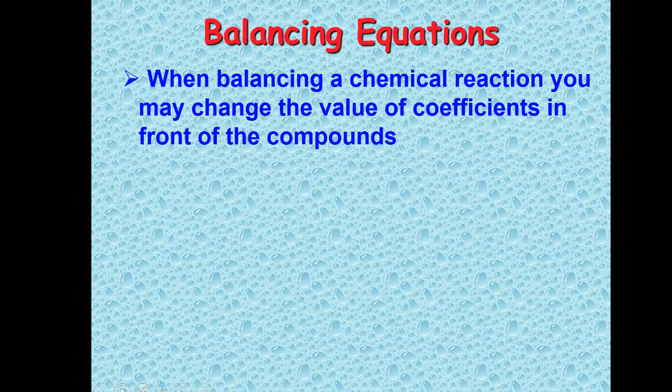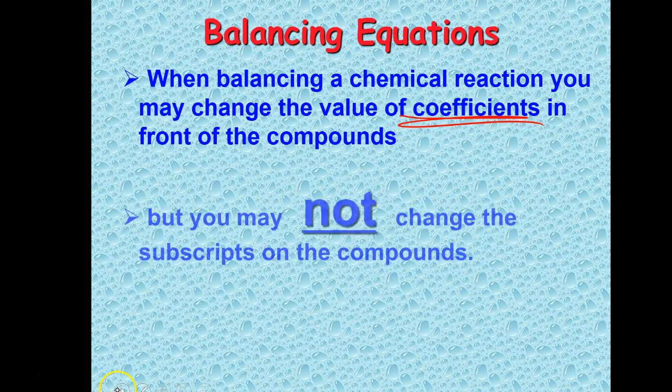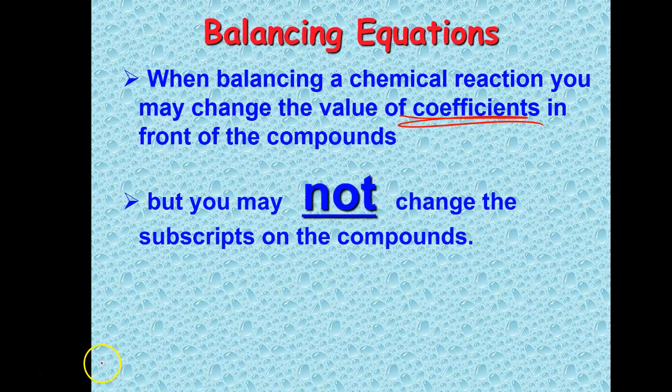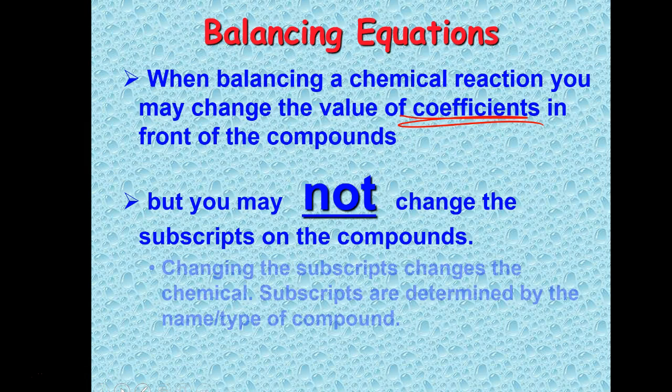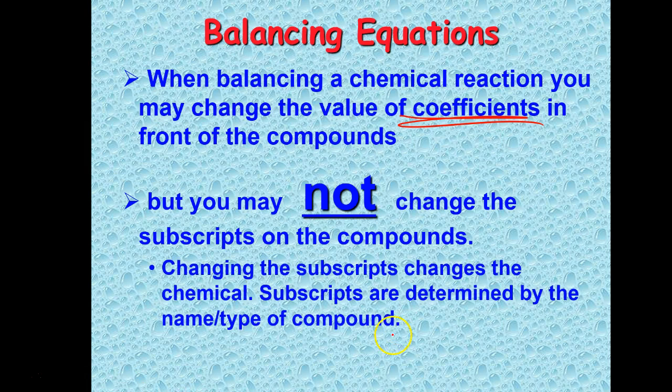Okay, so how to balance equations. The best way to do this is practice. You have to learn all the little tricks of the trade. When you are balancing them, the only thing you can mess around with is the coefficients in front of the compounds. Never, ever change the subscripts. That's a huge, big mistake. If you change the subscripts, you change the chemical. The subscripts are determined by the name and type of the compound.